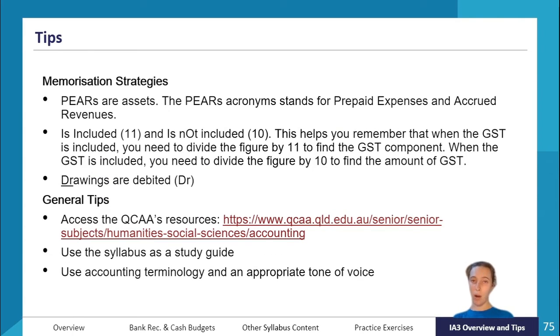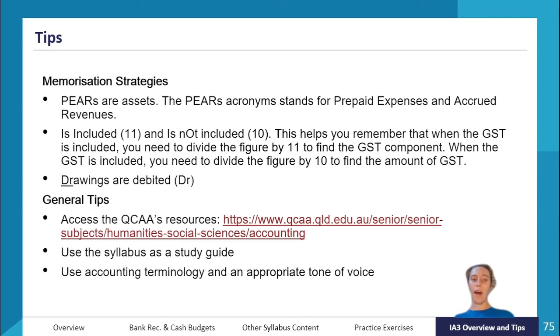And then some memorisation strategies that I mentioned earlier. With our balance day adjustments, we've got our different accounts, and I have a strategy for remembering which ones are assets and which are liabilities. I remember that PAIRS are assets. PAIRS stands for prepaid expenses and accrued revenues. If you know that PAIRS are assets, then you know that your other two accounts, your unearned revenues and your accrued expenses, must be the opposite. So those are your liabilities.